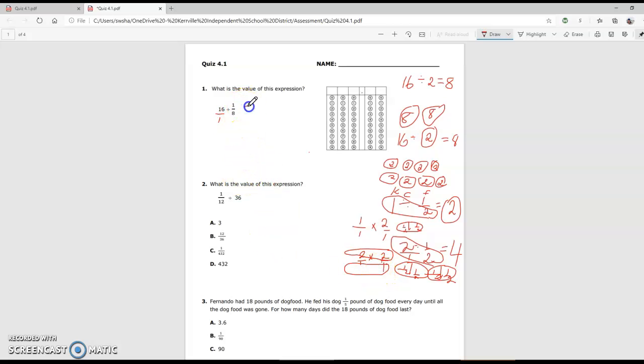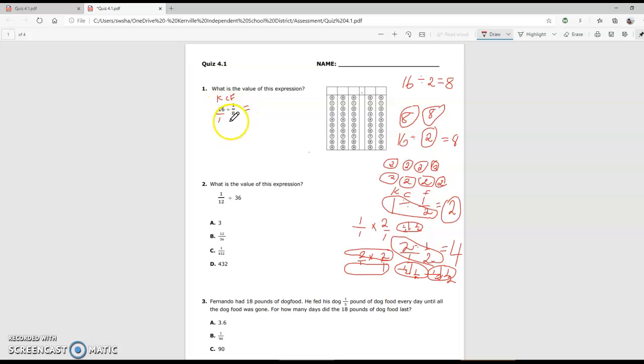Okay, so this one, you keep it, you change it, you flip it. Okay, keep this first one, you change this one, and you flip this one. Or another way to think about it is, how many 1/8 would I have in 16?